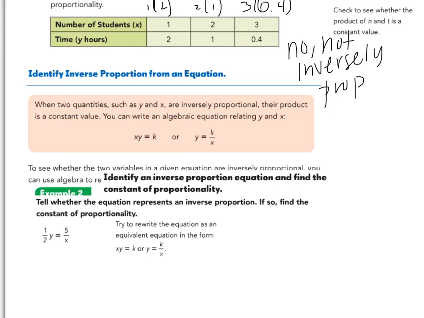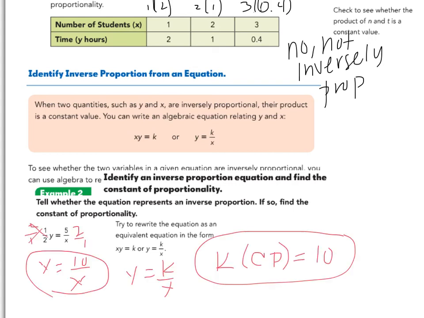Okay, so we have 1/2 Y equals 5 over X. So we need to rewrite that with Y alone. In order to do that, we're going to multiply both sides by the reciprocal of 1/2, which is 2. And we're going to get Y equals 10 over X. Y equals 10 over X is in the same form as Y equals K over X, which was just given to us right here. So therefore, K, or your constant of proportionality, is 10.